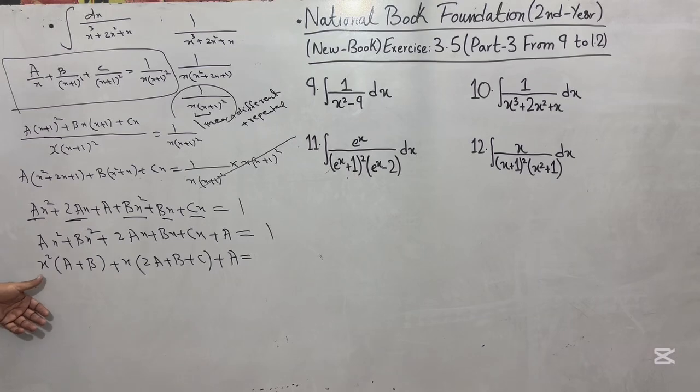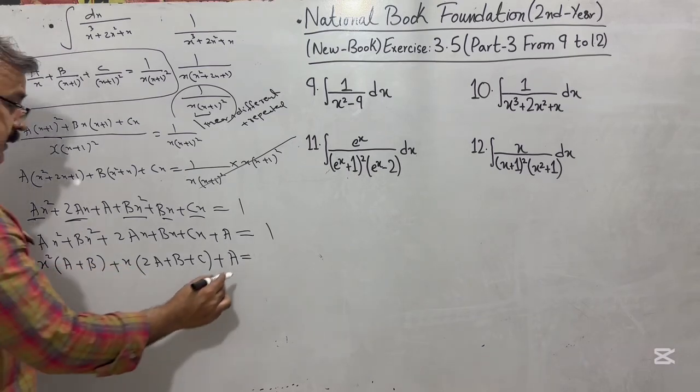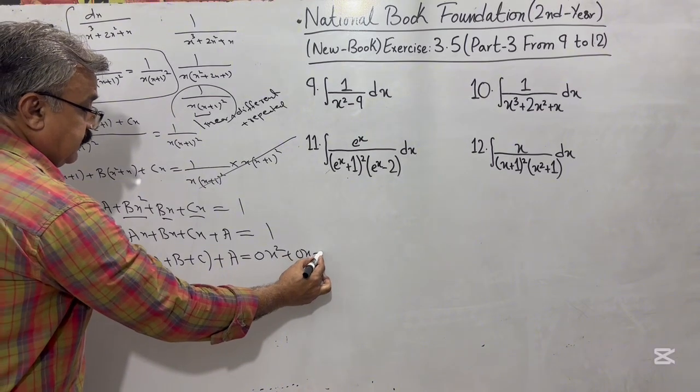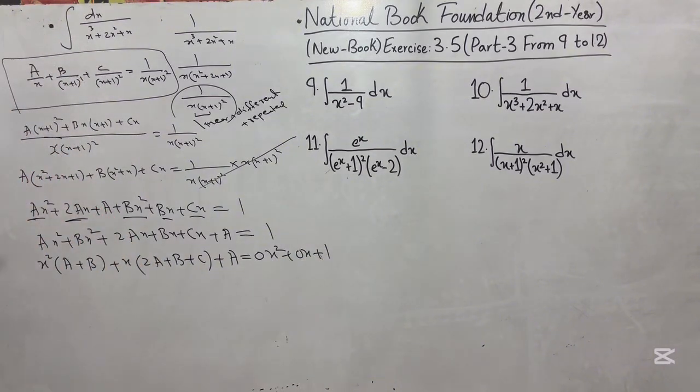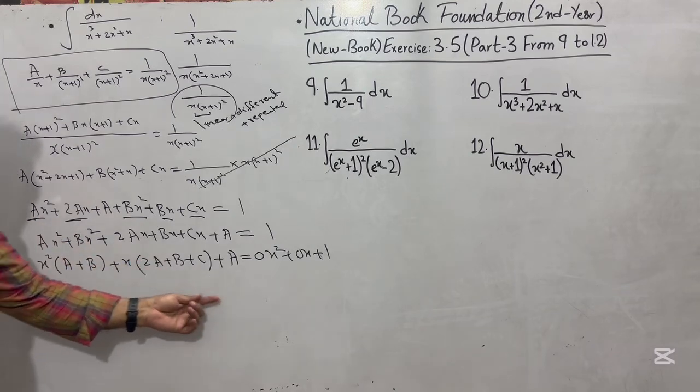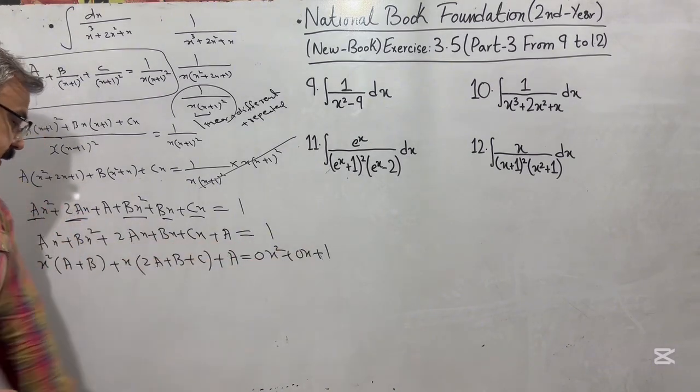Now we have to manage x square, x and constant. I can write 1 as 0x square plus 0x plus 1. Now comparing the like terms, A plus B is equal to 0, 2A plus B plus C is equal to 0, and A is equal to 1.